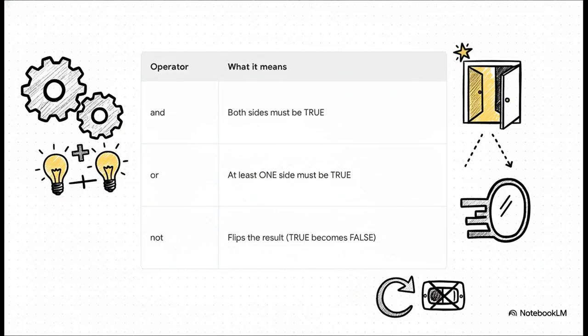And that's really the core of it. The AND operator is the strict one. It demands both sides be true. The OR operator is way more chill. It just needs at least one side to be true. And then there's NOT, which just flips the answer. It turns a true into a false and a false into a true. With just these 3, you can build basically any logical rule you can dream up.